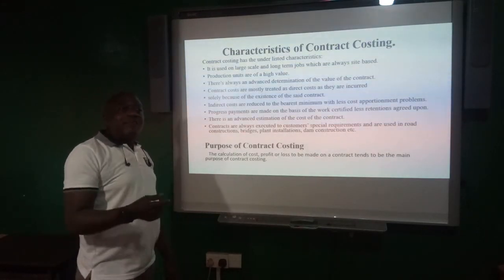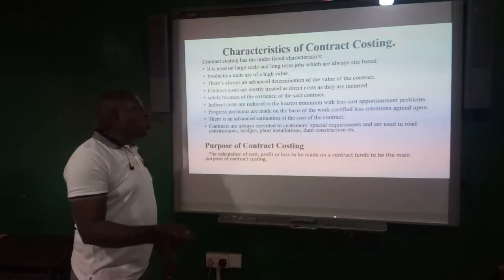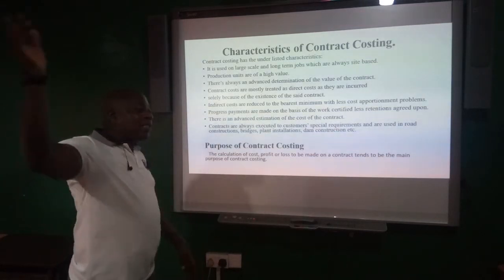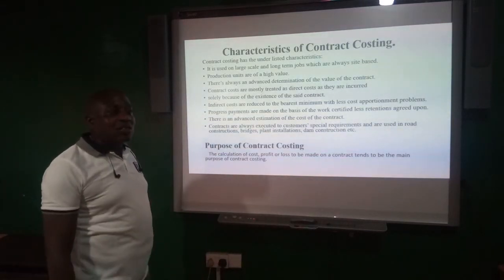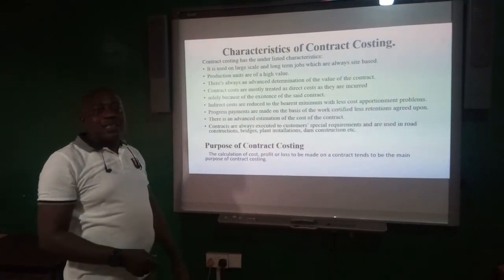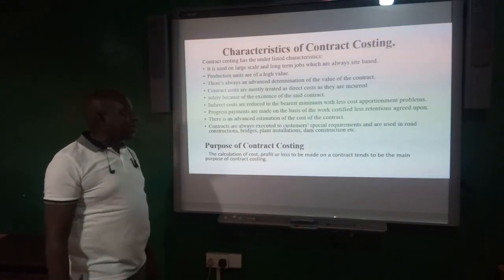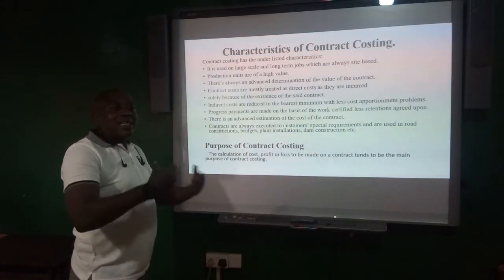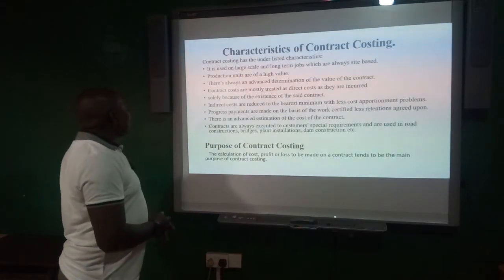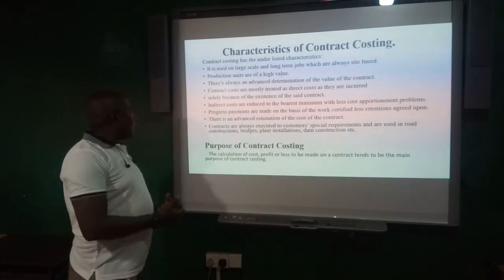Because if you are given a contract to construct a road, you cannot construct the road in your factory, and then bring the road and put it outside. We don't do it that way. You can't build the building in your factory premises and then bring it outside and put it on the land where you are supposed to build. So work is undertaken outside the premises of the business, and production units are of higher value.